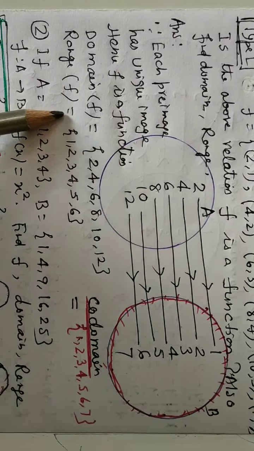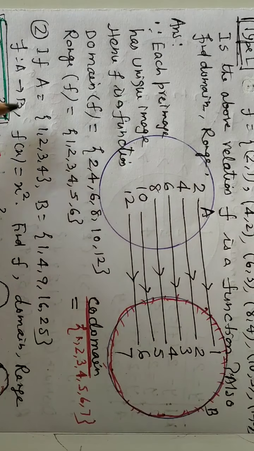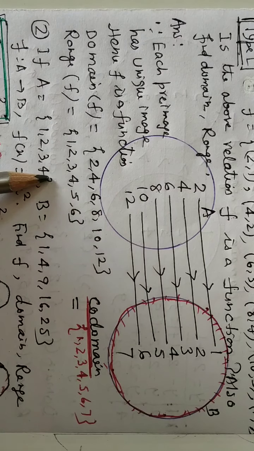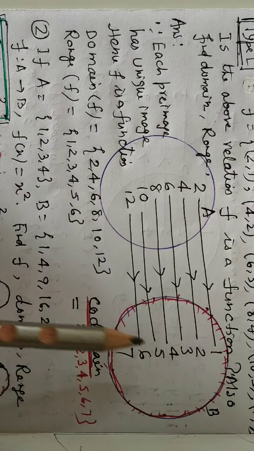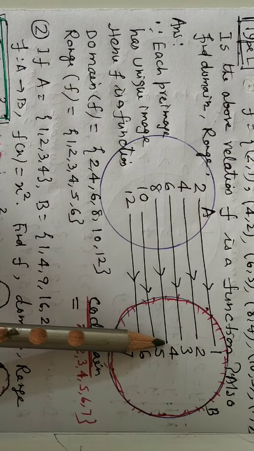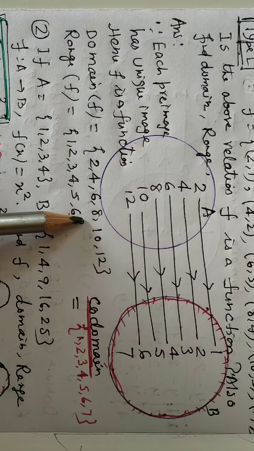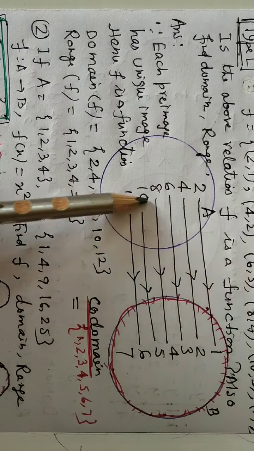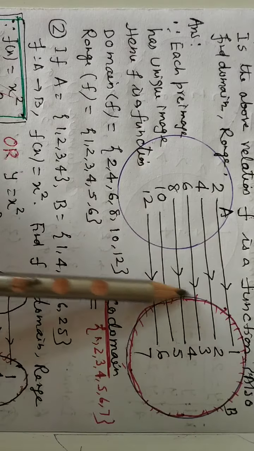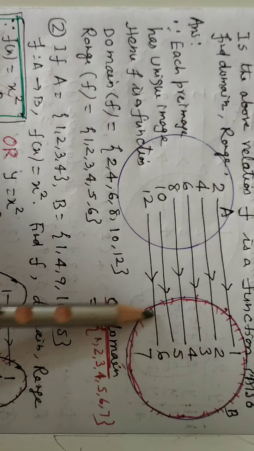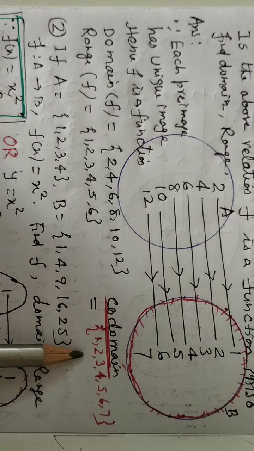Next, the domain of F is equal to the used elements of the first set. So 1, 2, 3, 4, 5, 6. The range is the used elements of the second set. The used elements of the first set, 2, 4, 6, 10, 12, is called the domain. And all elements of the second set, the red marked, is called the codomain.